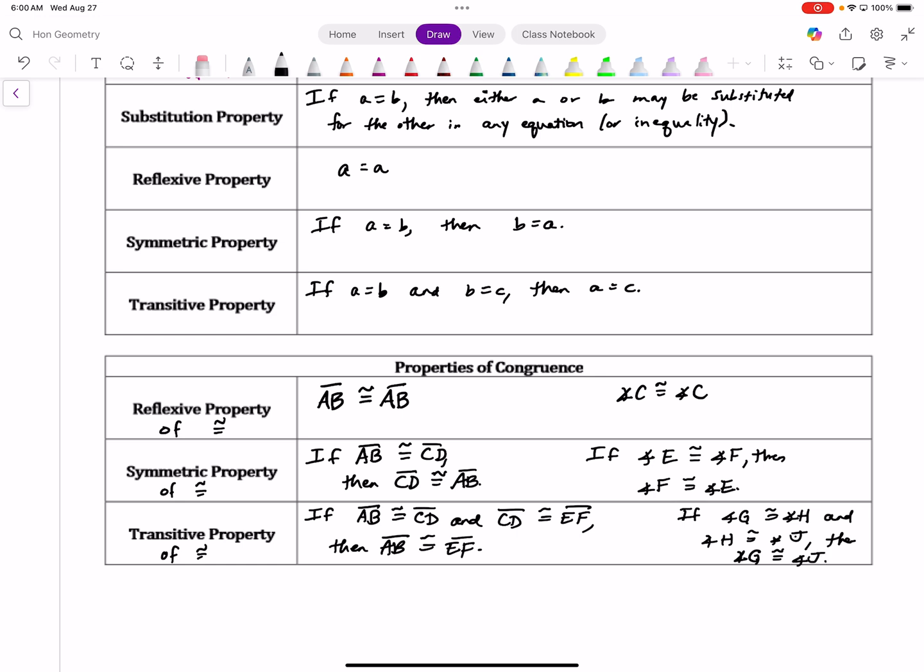Those J's look weird. I don't like the looks of those. Let's fix that. J. That H is a little wonky too.